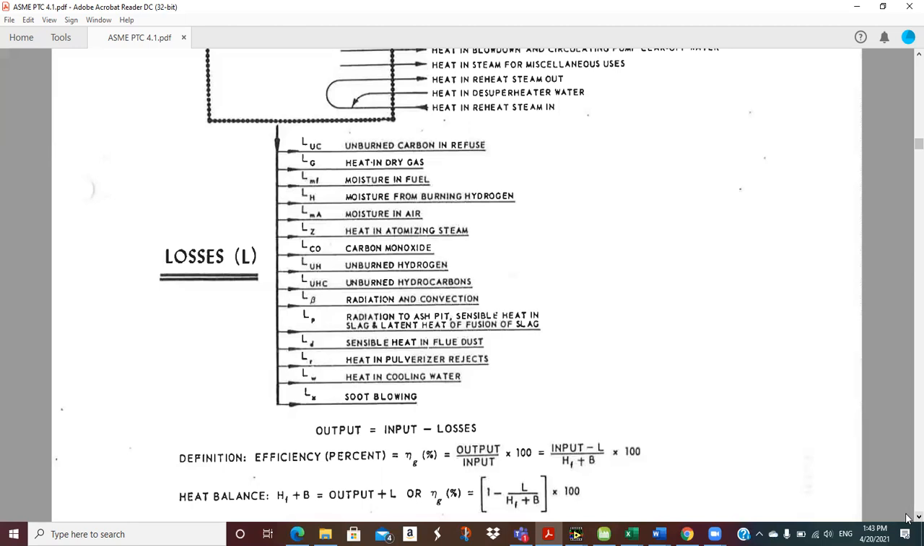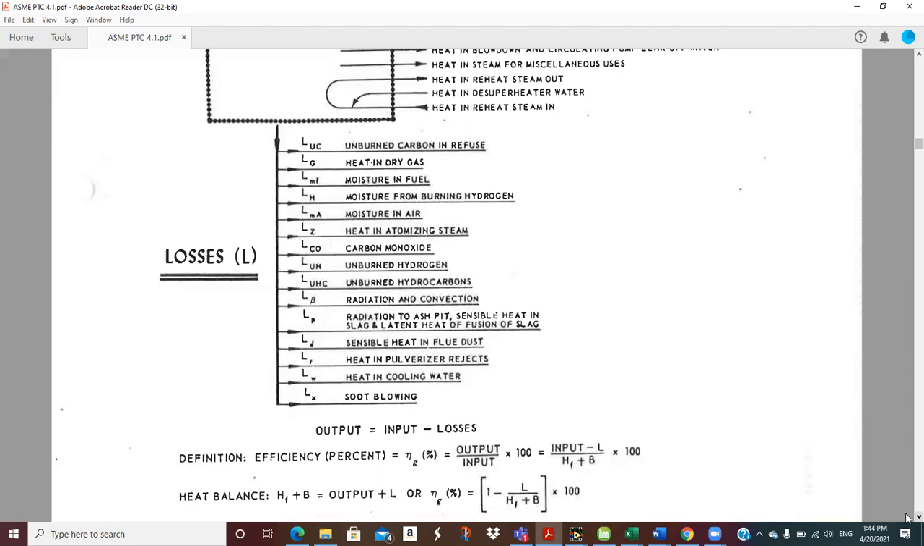If you're burning your carbon to CO instead of CO2, that's a big energy penalty. CO has a heating value of, I don't know, 3,500 BTUs a pound, where CO2 has no heating value. So you didn't get all the energy out of the carbon by combusting it.